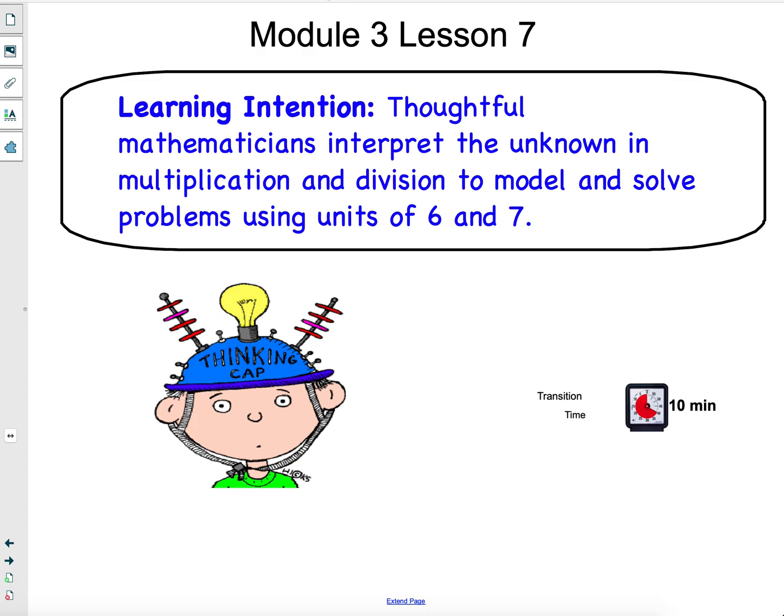Reading Module 3, Lesson 7. So let's get started with our learning intention. Thoughtful mathematicians interpret the unknown in multiplication and division to model and solve problems using units of 6 and 7.